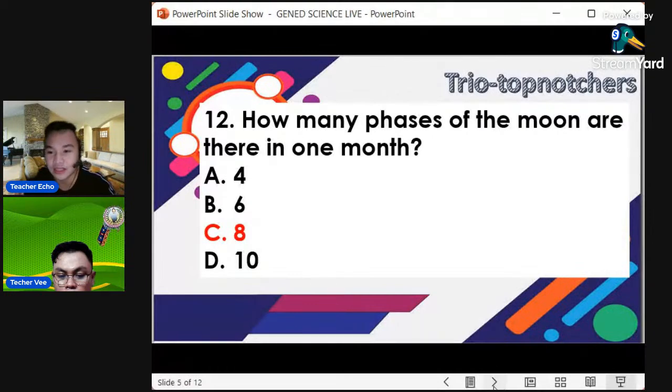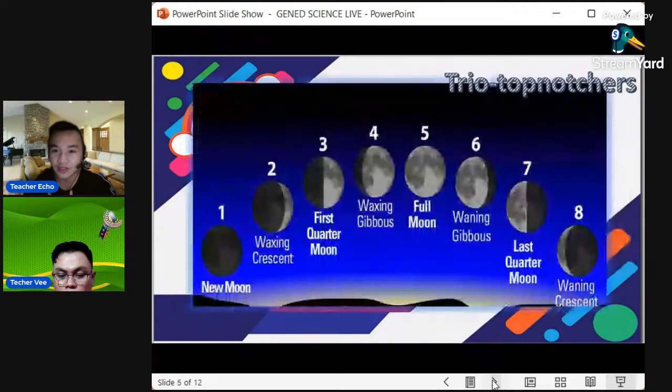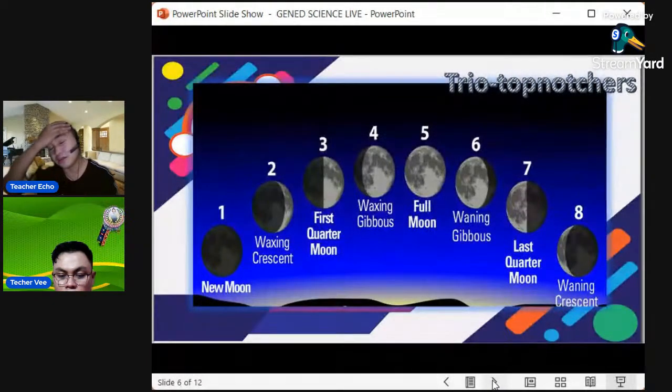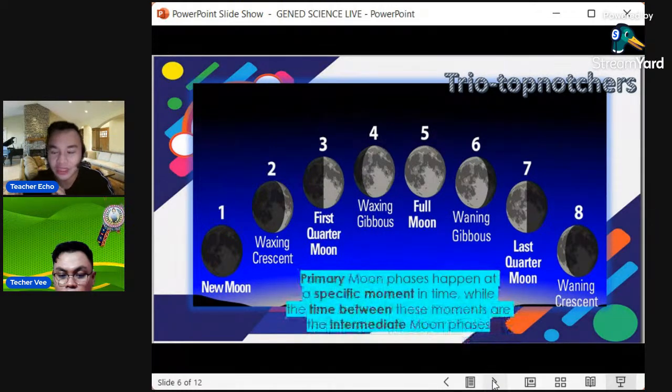Okay, so let's start. Let's rationalize. Why? Makikita nyo naman dito, 8 po sila. Let's start with new moon. We have waxing crescent. After waxing crescent, we have first quarter moon. And the fourth one is waxing gibbous. Then full moon, waning gibbous, last quarter moon, and waning crescent. Alright? 8 po sila.